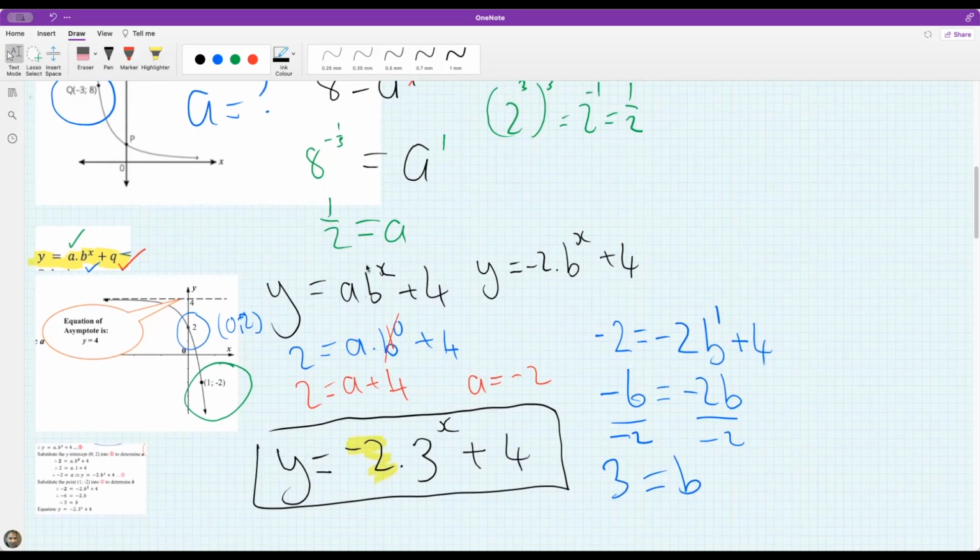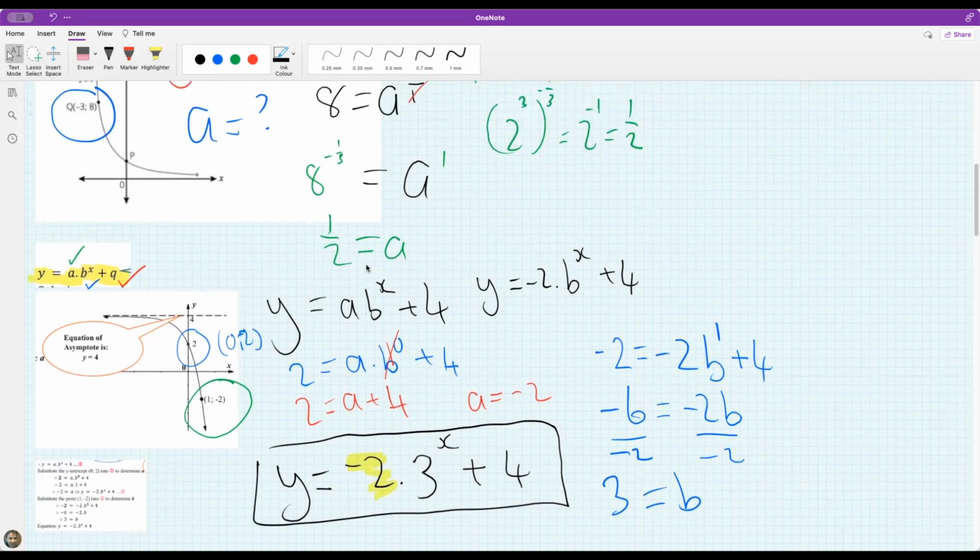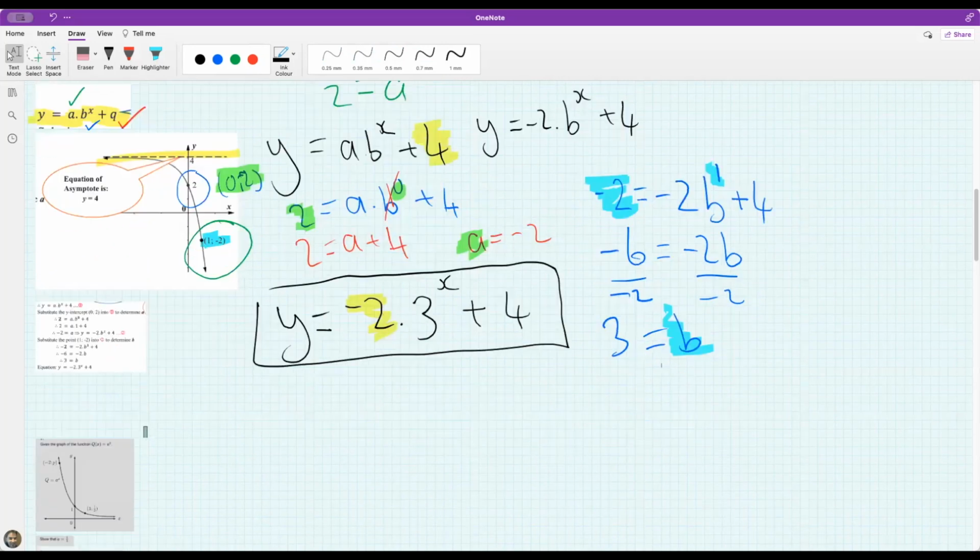Fantastic. Okay. So, Stephen, if we look at the main steps that we used, just to go over them, it was the asymptote first of all. The asymptote helped us figure out what this 4 was. Then we took this point over here, (0, 2), and plugged it in to help us find what a was. And then the last one was we took this point (1, minus 2), which was here, and it helped us find what b was. And that's how we got those values. Let's see if we can squeeze in one more before the break.